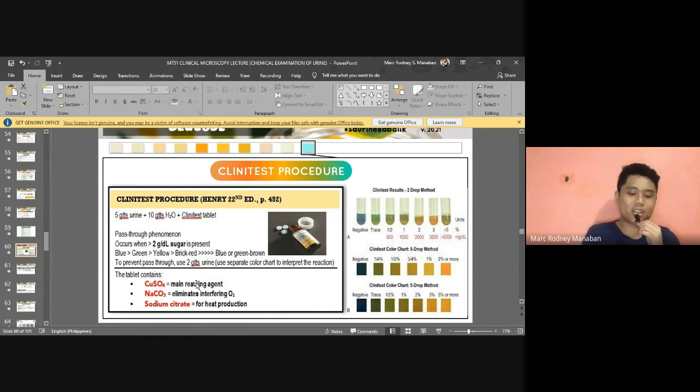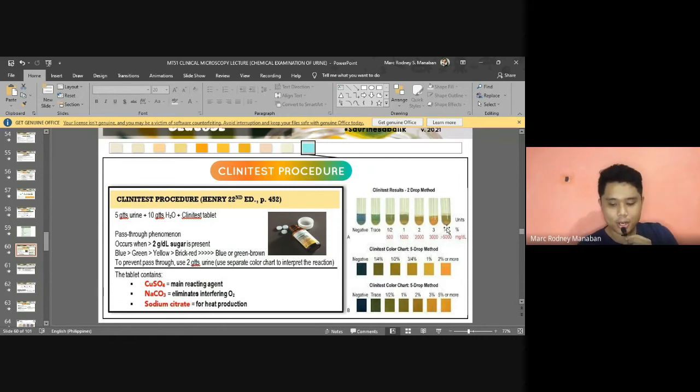Alright, now what is the composition of your tablets? You have copper sulfate, which is the main reacting agent. Remember, it's copper reduction. Sodium citrate eliminates interfering oxygen because it produces carbon dioxide upon reacting with water. All right. You also have sodium citrate for heat production, because it needs heat for the tablet. It also has sodium hydroxide, which can also produce heat, as in some reagents. It's like a Benedict's reagent. Okay. It has sodium hydroxide. Okay. All right, so that's for the clinical test procedure.